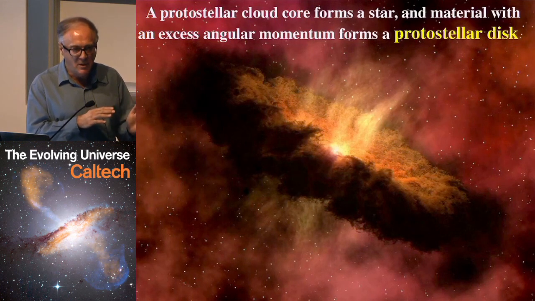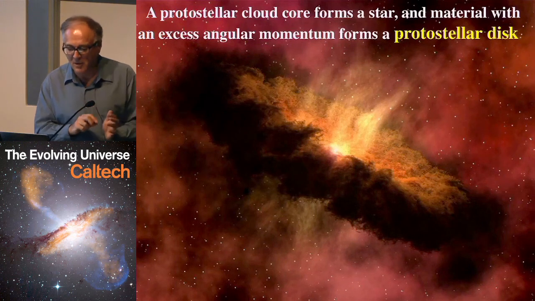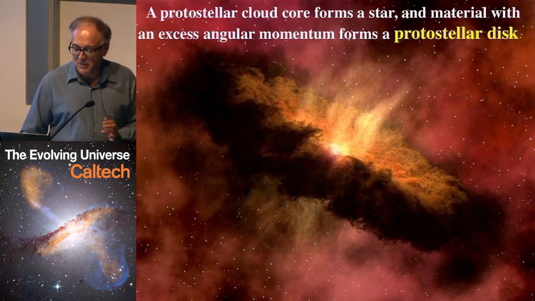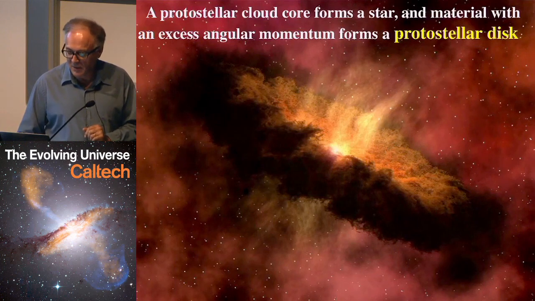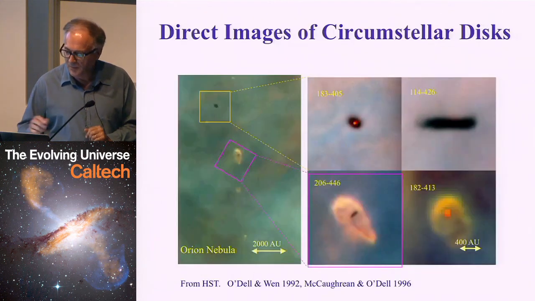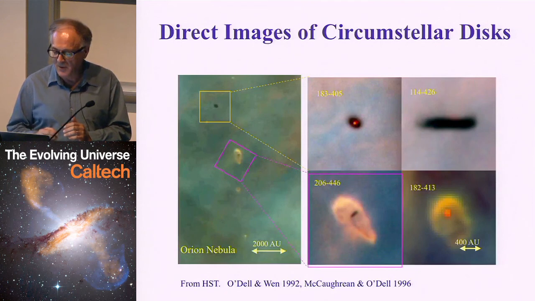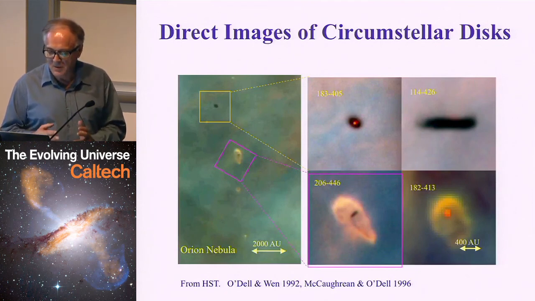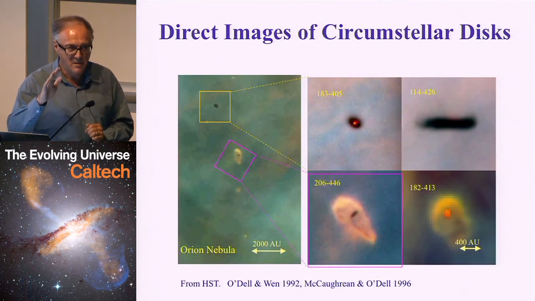And so material with too much angular momentum will settle into a thin disk around the newly minted star, which is made out of stuff that didn't have much angular momentum. And this is an artist's conception, but we actually have seen real things. Here we go. And these are obtained with Hubble in the Orion star-forming complex. And they're not necessarily symmetric, but they really are little protostellar disks with young stars embedded in them.